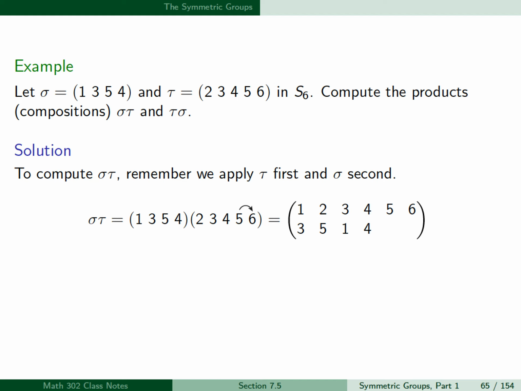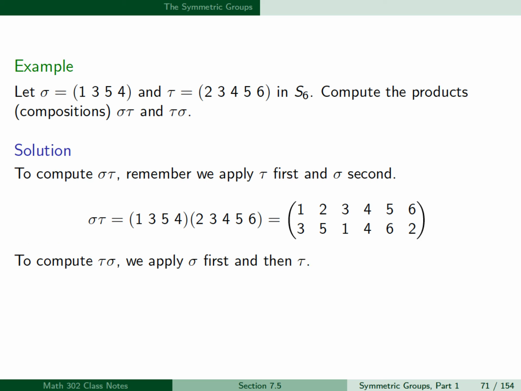In tau, 5 maps to 6, and in sigma, 6 is fixed. So in the product, 5 maps to 6. And then in tau, 6 maps to 2, and in sigma, 2 is fixed. So in the product, 6 maps to 2. And so there's the product sigma tau.